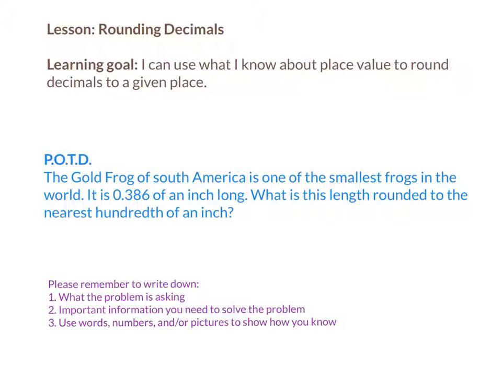Okay, so today we're talking about rounding decimals, okay? As you can see, it doesn't say EM, 1 point whatever, so that means we're not working from Eureka Math. Today's lesson is from a different kind of book, but it doesn't matter, it's the same concept. So your learning goal is to be able to use what you already know about place value to round decimals to any place, to a given place value, okay?